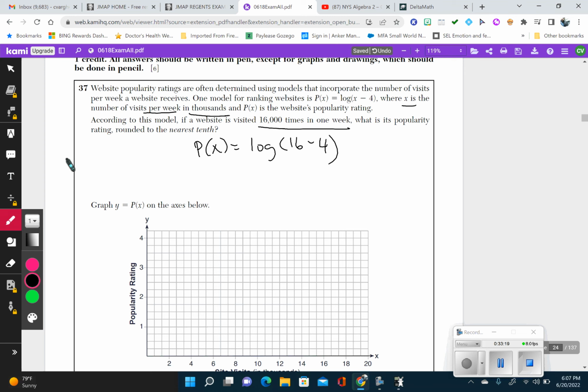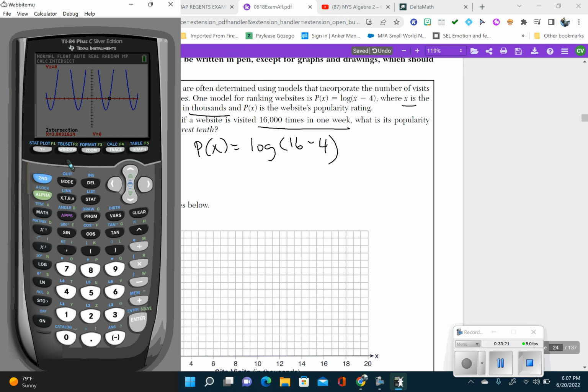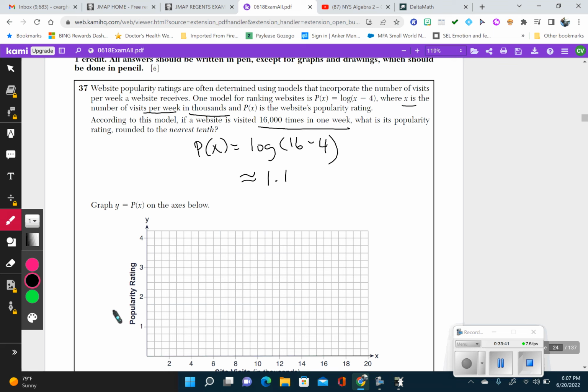And then you just plug this into the calculator, right? So calculator, we're going to go to a regular calculator, not this. I'm going to clear what's there. I'm just going to hit log. There's no base. And then you do 16 minus 4, or you could do 12 and hit enter, and it gives you 1.07, which rounded to the nearest tenth is going to be about 1.1. So this is about 1.1. Okay, so that's the first answer.